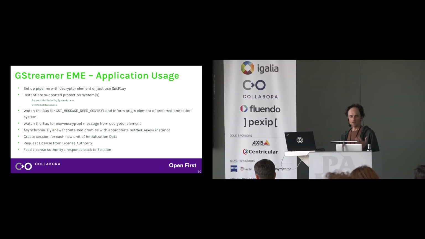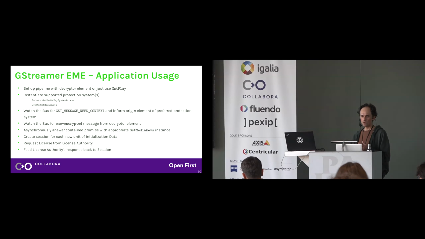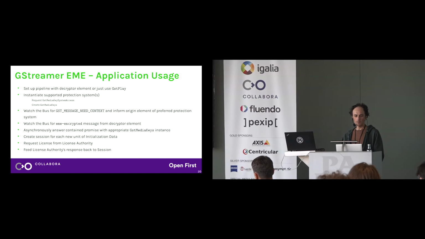Next, I can get into how exactly an application uses this. It's more complicated than the MSE example, just because there's a lot more going on. The first step, similar to before, is you set up a pipeline with a decryptor element. The easier way is just to use GST Play, and if your plugin is set up properly, based on the auto plugging, it'll be able to find it, and you won't have to do much. But it takes a little bit to get there.